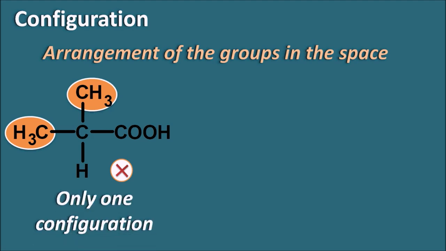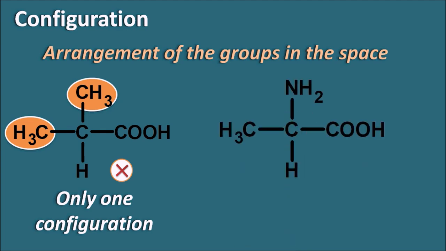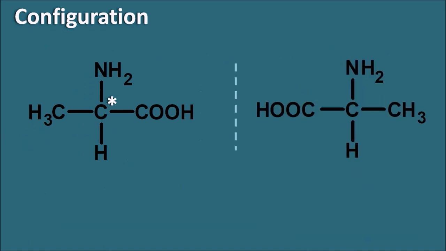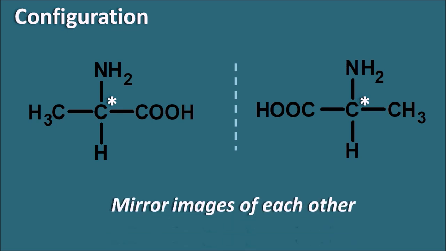But at the same time, if you take another structure like this, here all the groups attached to the central carbon are different. Therefore, this carbon is stereoactive center. Since this carbon is stereoactive, this compound can have two configurations. Suppose this is one of the configurations, and it will have its mirror image which is having the opposite configuration. And here again the carbon is the stereoactive center. Now these two structures are mirror images of each other.